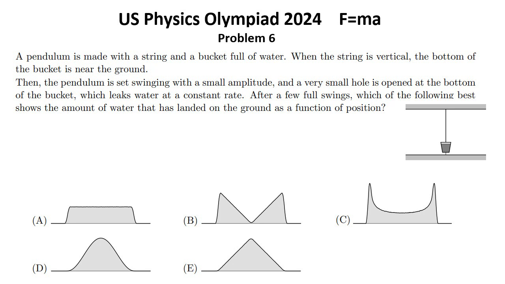Problem number 6. A pendulum is made with a string and a bucket full of water. When the string is vertical, the bottom of the bucket is near the ground. Then, the pendulum is set swinging with a small amplitude, and a very small hole is opened at the bottom of the bucket, which leaks water at a constant rate.